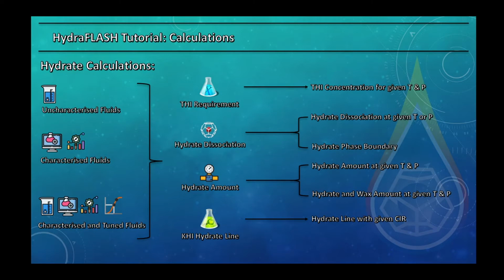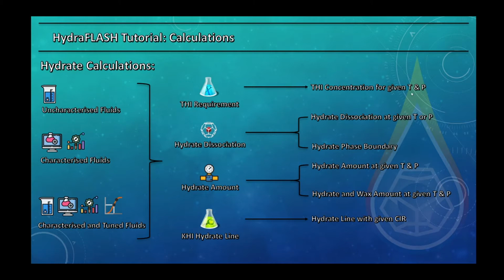So you want to know how much inhibitor, how much THI, thermodynamic hydrate inhibitors like alcohols, methanol, or MEG, you need to inject so that you work safely outside of the hydrate phase boundary. So you inhibit hydrate formation.